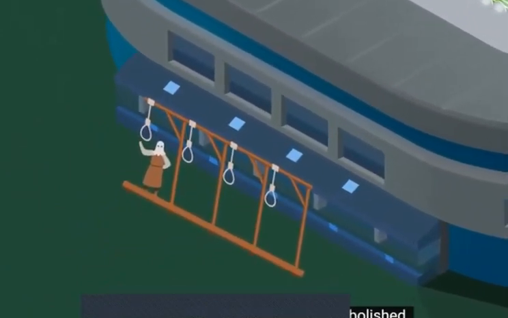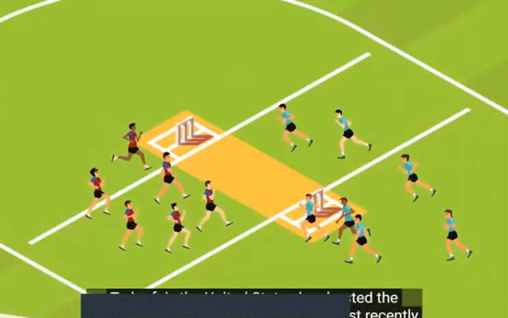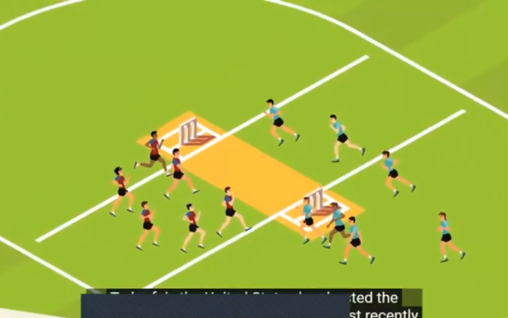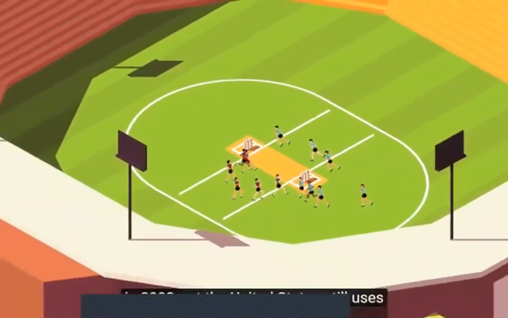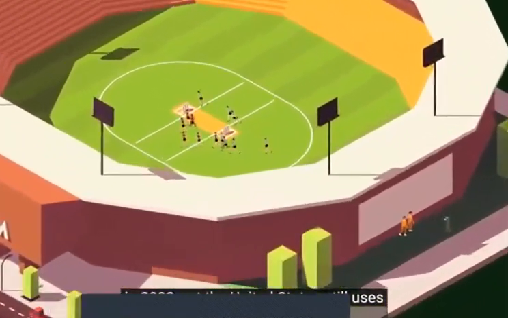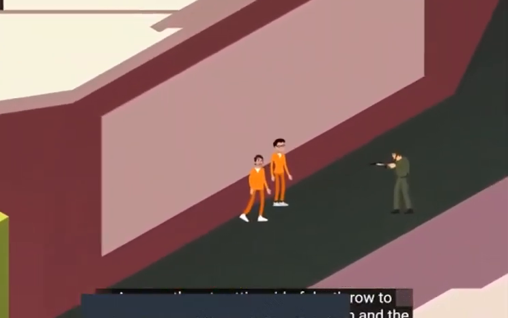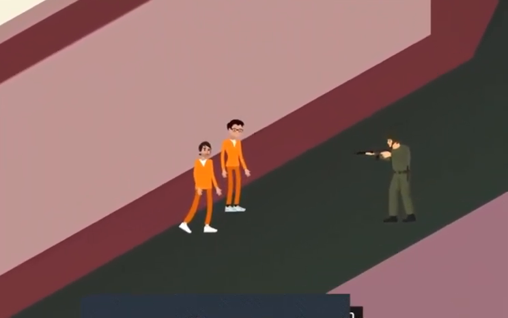The death penalty has still not been abolished, but to be fair, the United States has hosted the Olympics several times in the past, most recently in 2002, yet the United States still uses the death penalty. Apparently, not getting rid of death row to host the Olympics is something Japan and the US have in common.